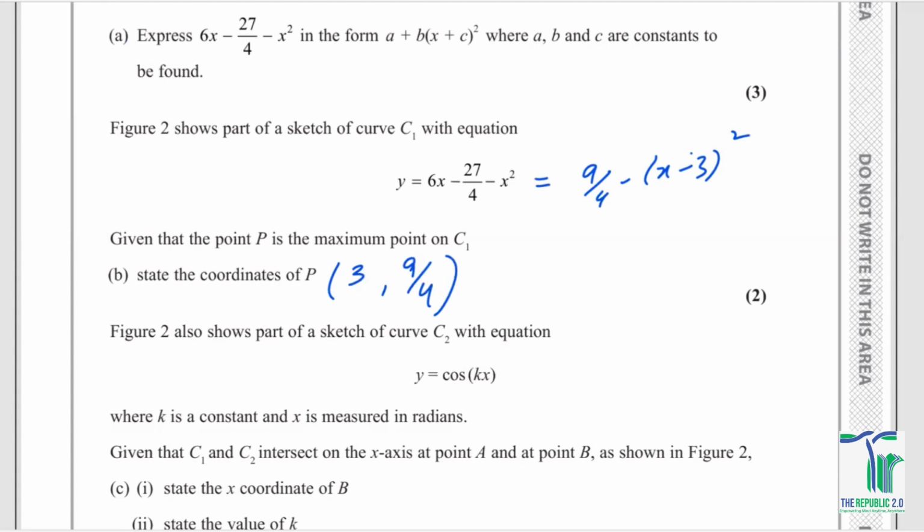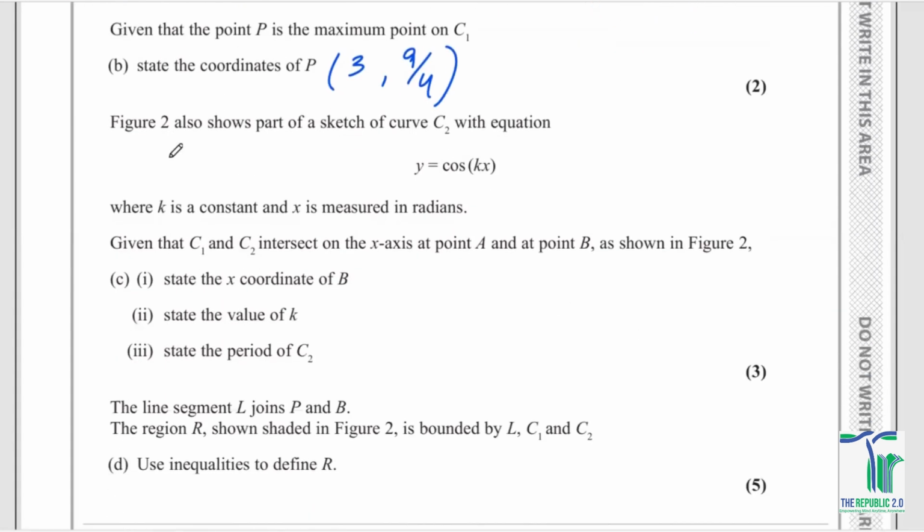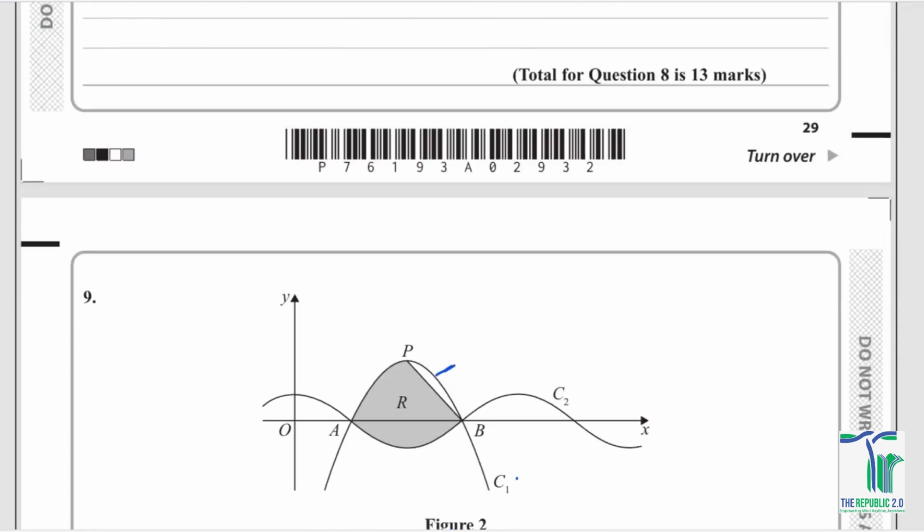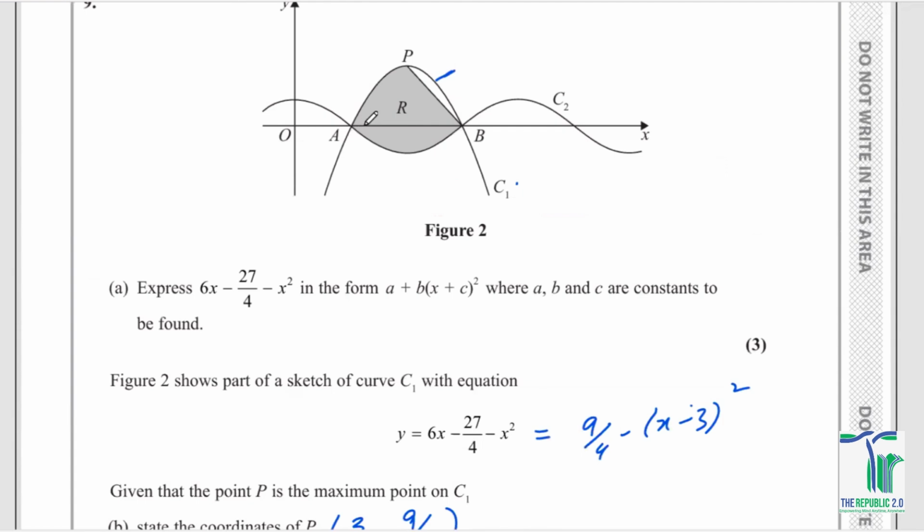Now, getting to the next part, figure number 2 also shows part of a sketch where curve C2 has the equation y is equal to cos kx, where k is a constant and x is measured in radians. Given that C1 and C2 intersect on the x-axis at the points A and B, you can see that A and B are the mutual points of intersection, or the x-intercepts of the curve as well. So by just having this equation and getting two values of x, you get A and B. The smaller one should be A, the bigger one should be B.